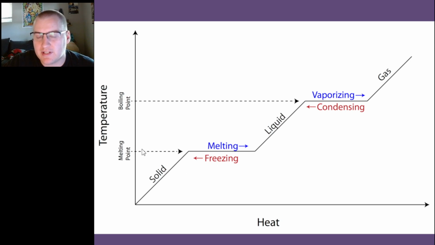The important thing to take away from this graph is at the melting point, I have to add a specific amount of heat, not to change the temperature anymore, but to actually change the substance from a solid to a liquid. It takes a certain amount of heat just to melt something, not even increase its temperature. It also takes a certain amount of heat to vaporize something without changing its temperature.